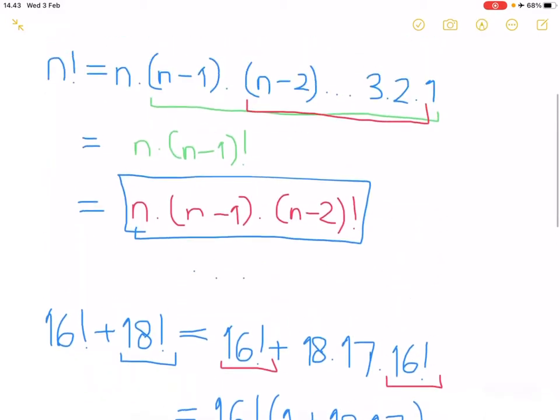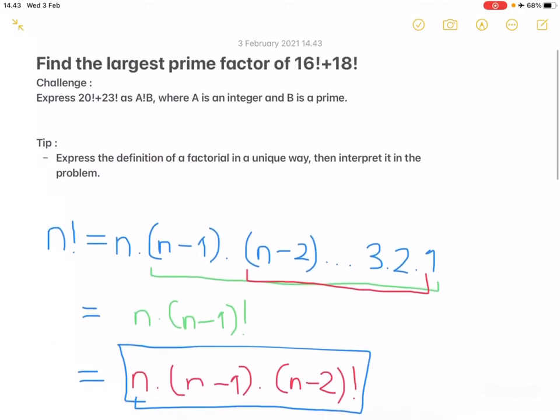So again, I won't do the challenge question, but you can post your answers in the comments down below.